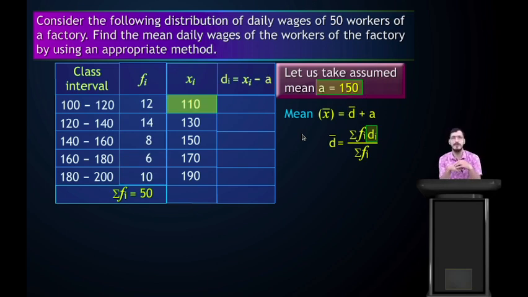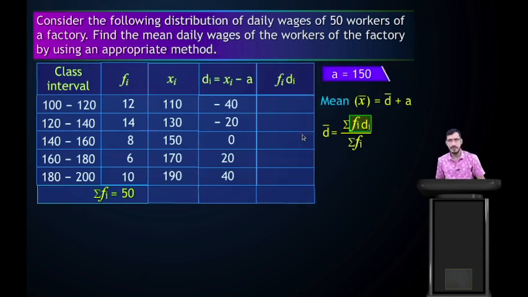So first we find d_i, that is x_i minus a. 110 minus 150, that is minus 40. Now 130 minus 150. That is our assumed mean, 150. So 130 minus 150, minus 20. Now 150 minus 150, 0. 170 minus 150, 20. 190 minus 150, that is 40. So that is our d.